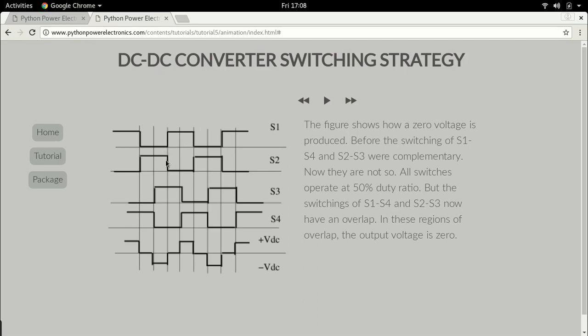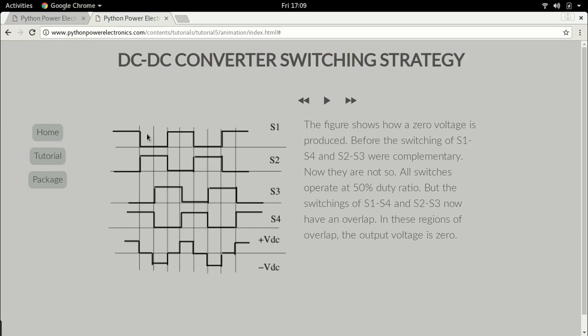They cannot be on at the same time. Realistically, there will actually be a dead time. So when S1 is turning off, S2 will not turn on at the same time. It will turn on a little later. But that's an implementation strategy. I don't have to talk about it here. Now, similar case here. S3 and S4, also 50% duty ratio. S3 is complementary to S4. You see, they are never on at the same time.